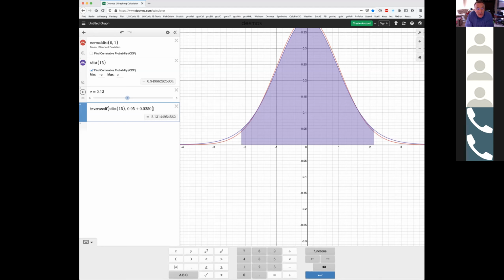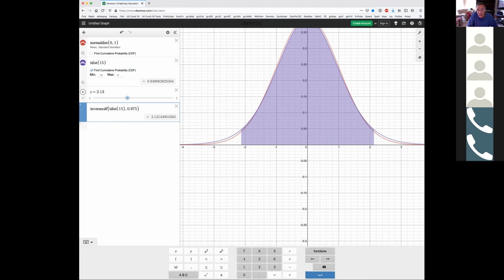And again, you could look this up in the back of the book as well. So if we need 95%, we're going to put in 0.975 because that extra 2.5% would fill up this little tail on the left-hand side. Okay, so we found our critical value, T sub C. It's 2.13.